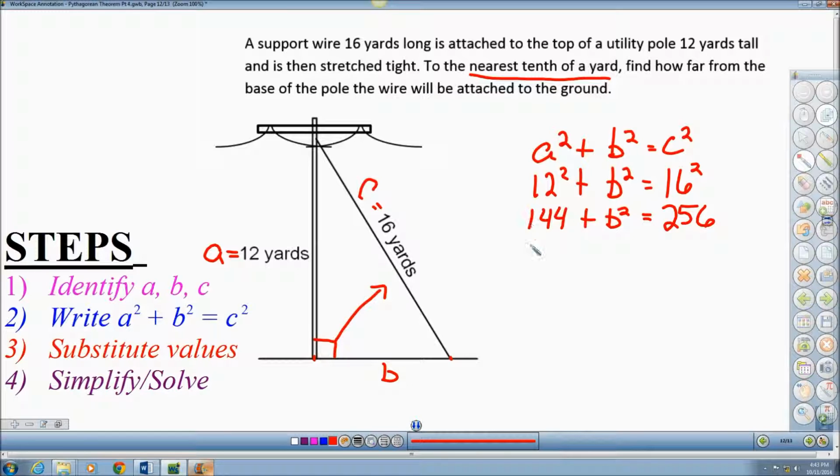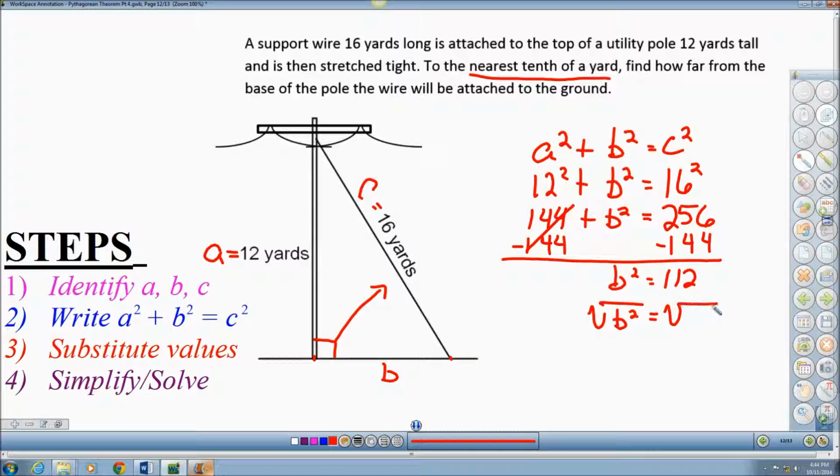And now I subtract 144 from both sides because I got to isolate B. So I got to get rid of the 144 so that way B will be by itself. I have to subtract that from both sides. These cancel. Leaves me with B squared. 256 minus 144 is 112. So I take the positive square root of B squared and 112. Positive square root of B squared is B.